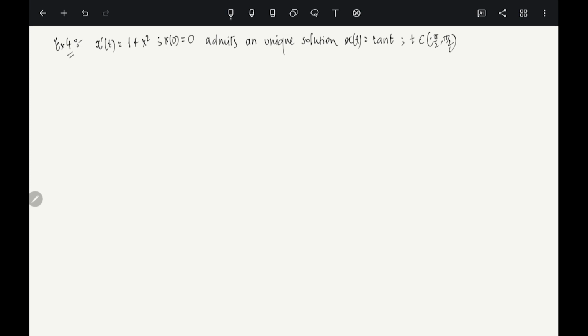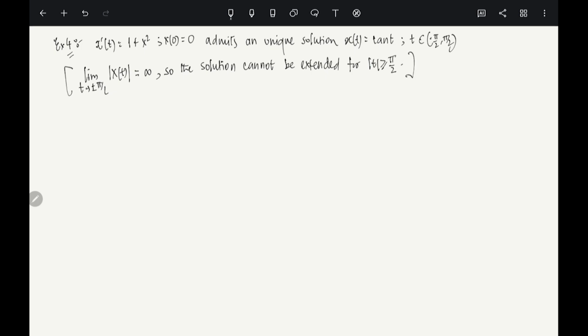We did not get any other information, but we know that tan t is defined between minus pi by 2 and pi by 2, right? We know that as t tends to plus or minus pi by 2, tan t goes to infinity, right? The modulus of x(t) goes to infinity. Okay, so that will imply the solution cannot be extended for modulus t greater than or equal to pi by 2.